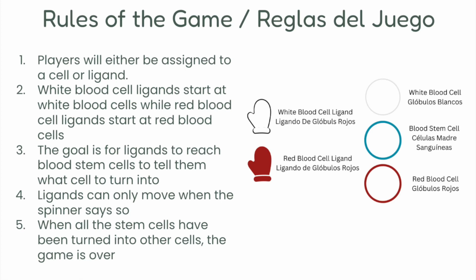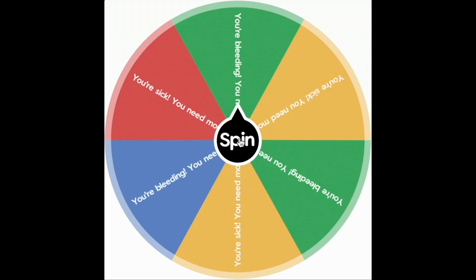The goal is for ligands to reach blood stem cells to tell them what cells to turn into. Ligands can only move when the spinner says so. When all of the stem cells have been turned into other cells, the game is over. Here is our spinner for the game. It will either tell us that you're sick and need more white blood cells, or that you're bleeding and need more red blood cells. Let's take the first spin and see what we get.